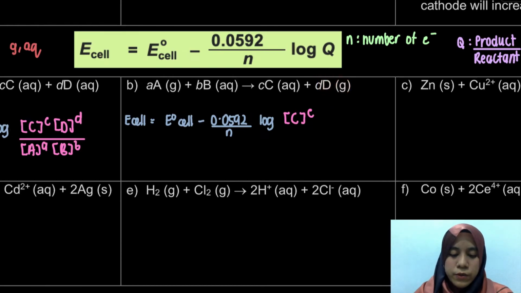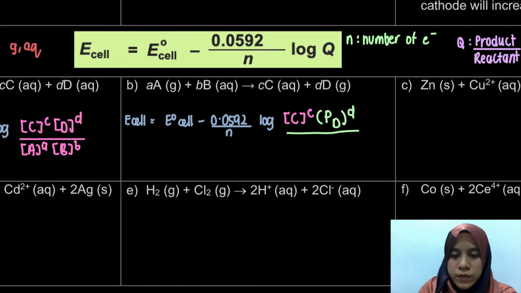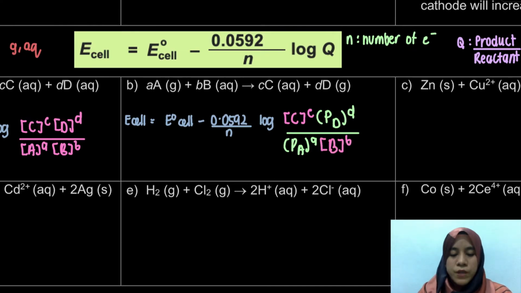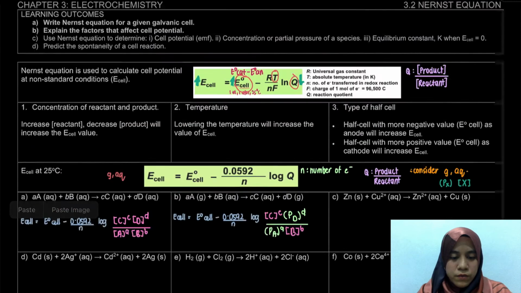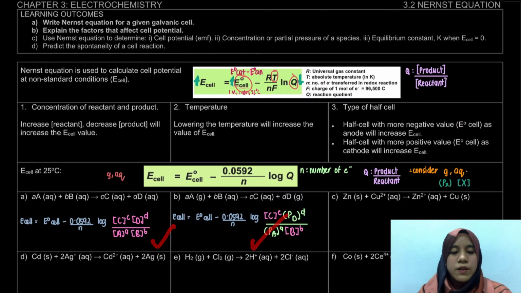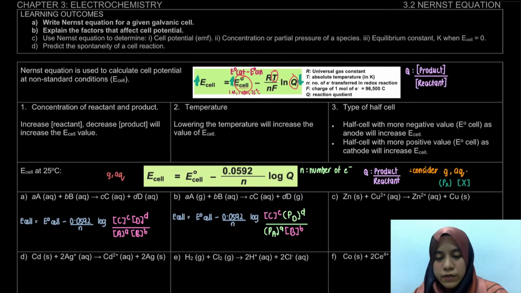So how will we write it down? It will be a bracket, P stands for pressure, pressure of D to the power of d, divided by, when we look here, we have species A and B. A is the gas. So again, pressure of A to the power of a. And then we have the B species, which is aqueous, so we have to write down [B] to the power of b. So that is the general equation; A and B are the general ones. But C and F here are actually specific ones. So let's do it together. For example, C.